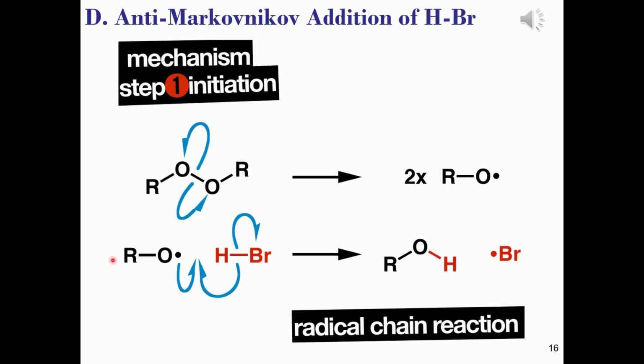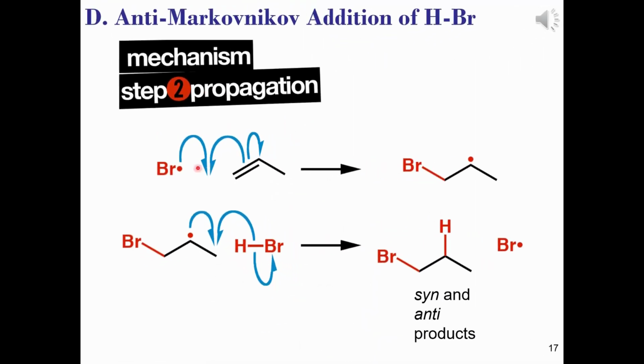So when we get those alkoxy radicals, these are then able to abstract a hydrogen from HBr, giving a bromine radical. And it's the bromine radical that is the species that adds to the alkene. Let's have a look at this step now. The bromine radical then goes on to add to the alkene.